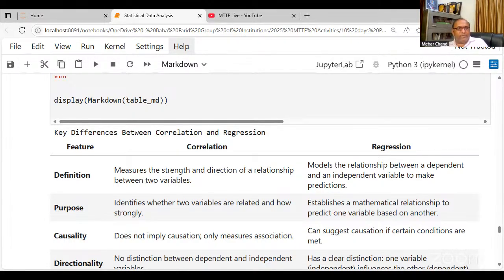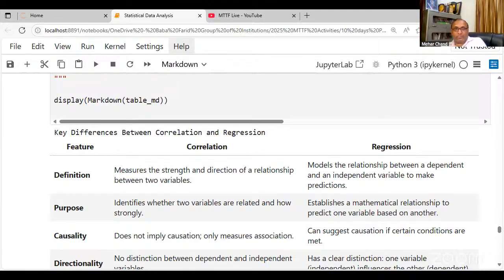So if we see the definition, correlation measures the strength and direction of a relationship between the two variables. And on the other hand, regression models the relationship between dependent and independent variables to make predictions. And for purpose, correlation identifies whether two variables are related and how strongly. Okay, that will depend upon the value of R which we calculate by using the given methods. And on the other hand, regression establishes a mathematical relationship to predict one variable based on the other variables.